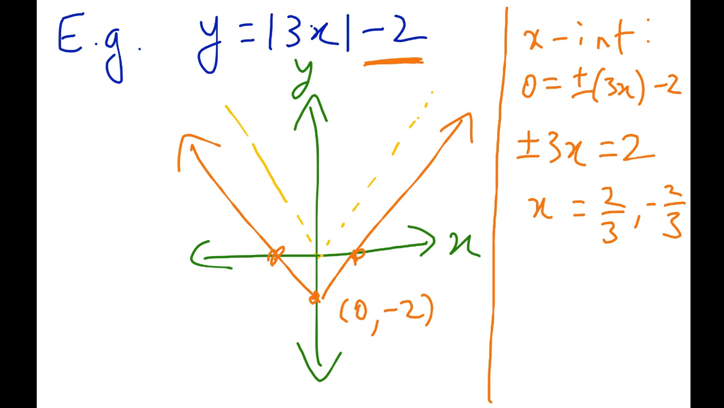Now, you have one on the positive and one on the negative. This only occurs because of our absolute graph. So it's 2 over 3, 0, and then negative 2 over 3, 0.